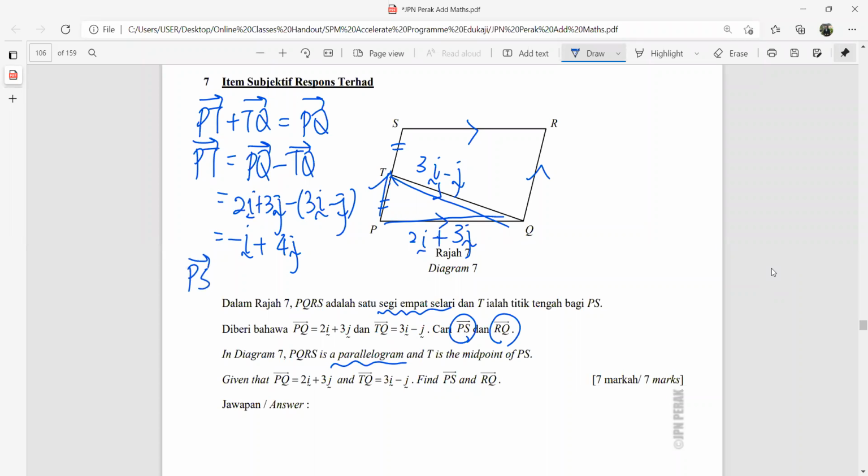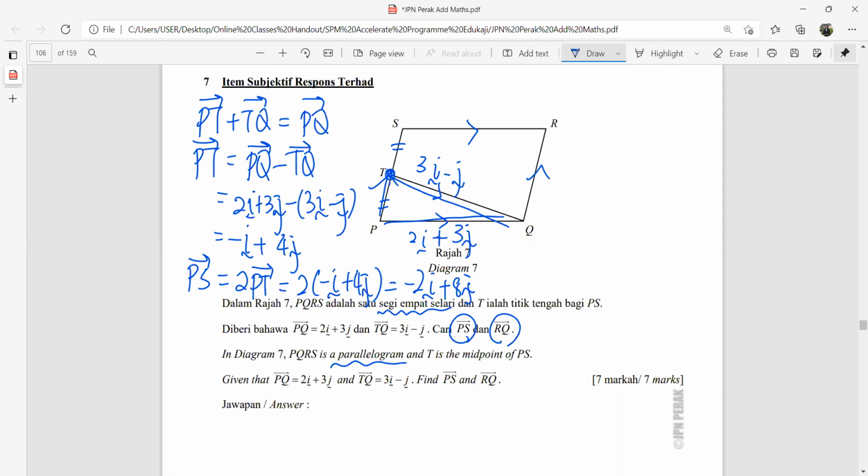They already say this is the midpoint. PT and PS, the relationship is PS is 2 times of PT. 2 times of negative i plus 4j. So negative 2i plus 8j. That's your answer.